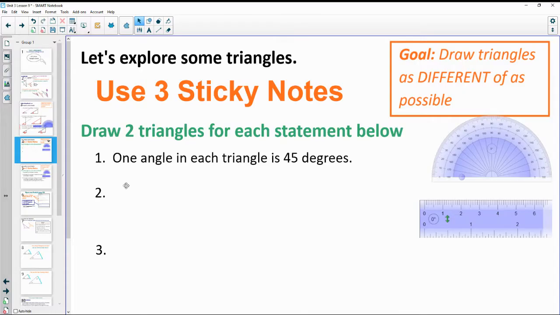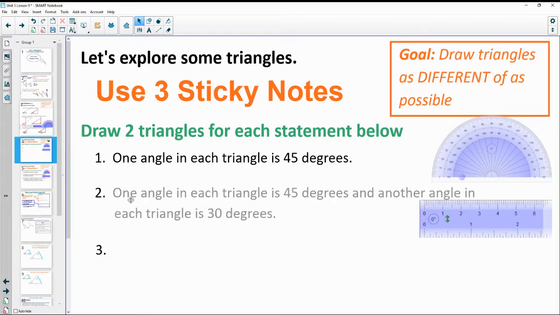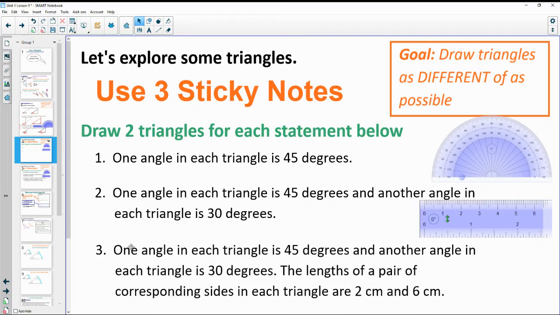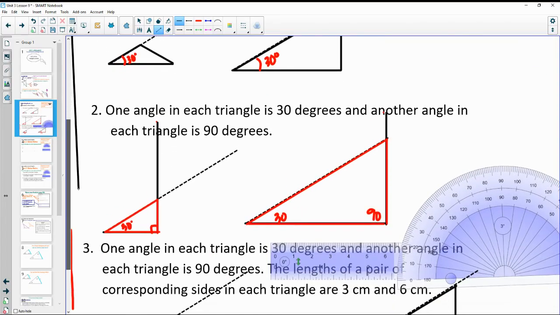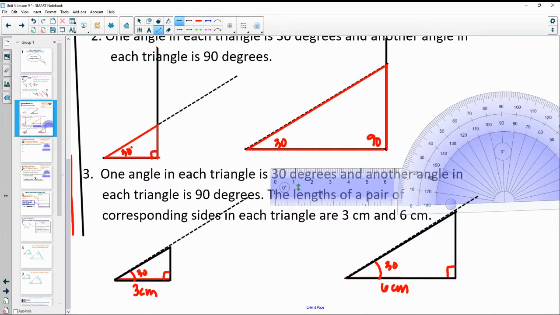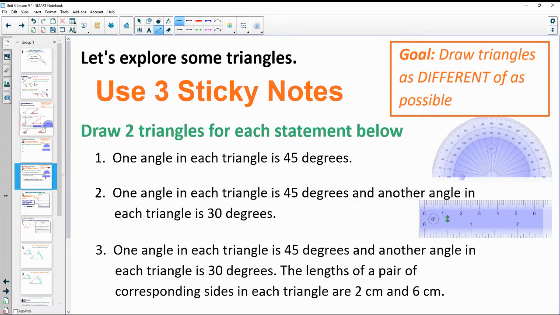So yours asked for one that had 2 triangles that were 45 degrees. One that had a 45 and a 30, one set, so 2 triangles each. And then one that had a 45-degree angle, a 30-degree angle, and then a pair of corresponding sides that were 2 centimeters and 6 centimeters. Okay, so just trying to get them as different as possible. And so you had some ideas from the examples that we went through with some different numbers there. So what I want you to do is just make sure that you wrote that in your book.